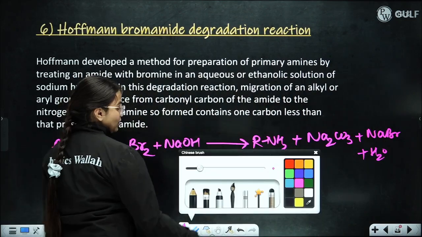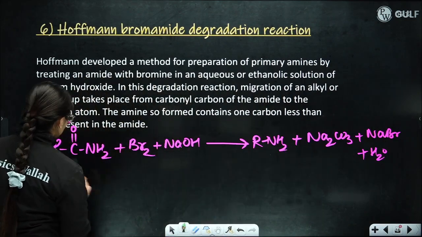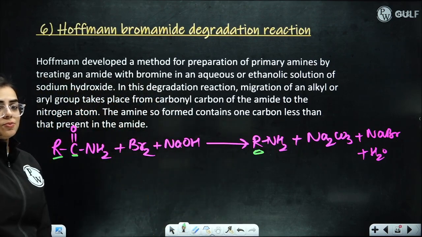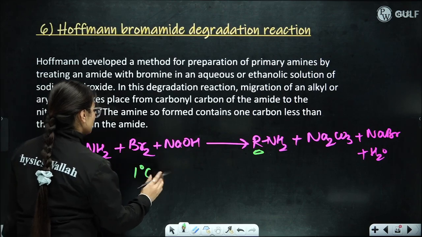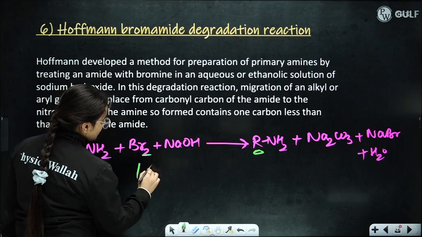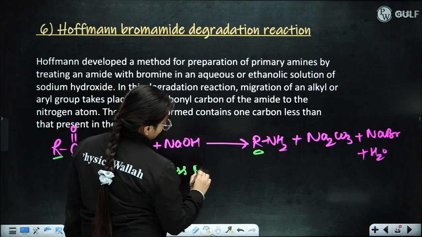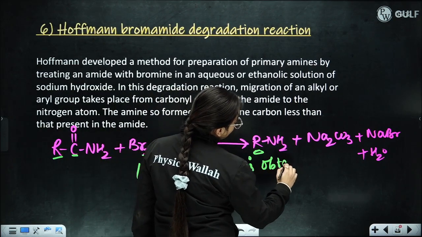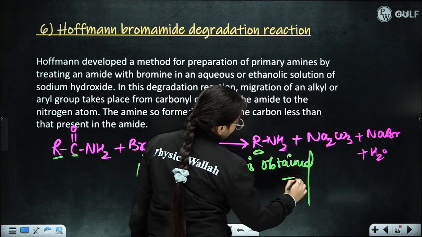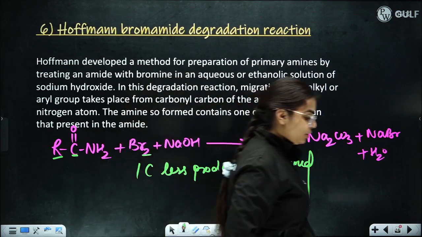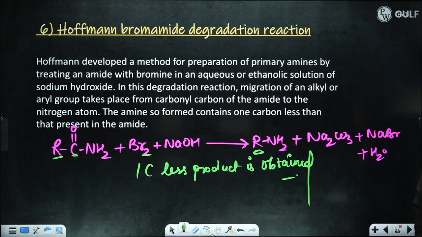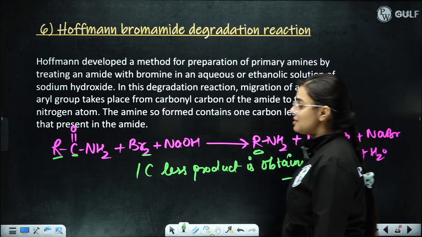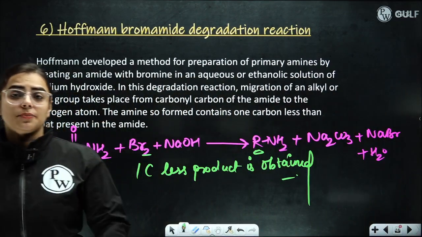But one special thing you can observe: here you had two carbon atoms and here you have only one carbon atom. So the thing that you can observe here is that a product with one carbon less is obtained. So this is a speciality of Hoffmann bromamide reaction. I hope so. This is clear to each and every one of you. This ends our methods of preparation of amines. Yes. Now comes your physical properties. Shall I start with that part? Okay.